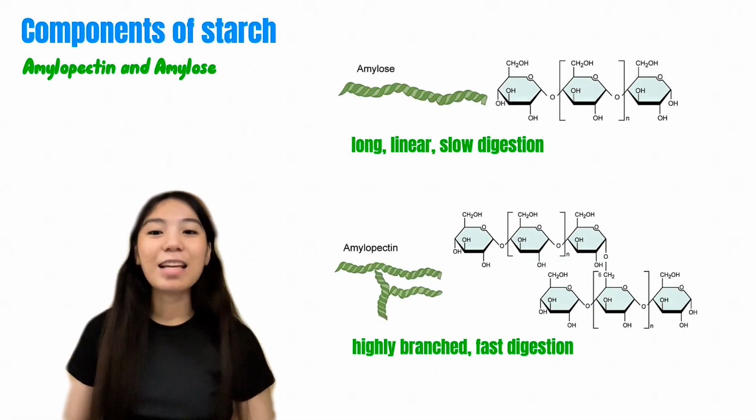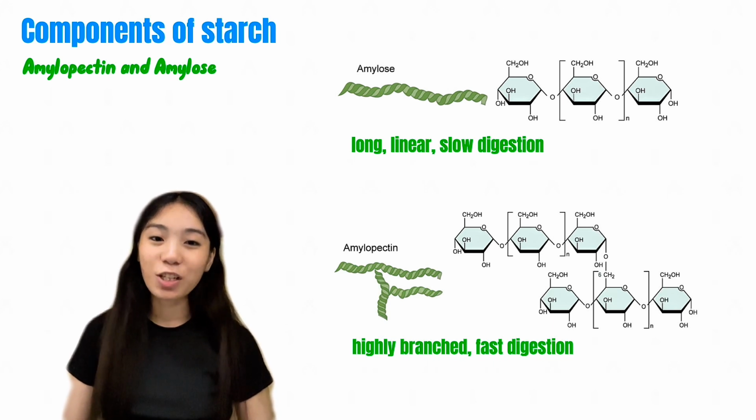So let's put it all together. Amylose has a long and linear structure, and its function is for slow digestion. And we have amylopectin, whose structure is highly branched, and its function is for fast digestion. So how does this differentiate them in terms of their role?